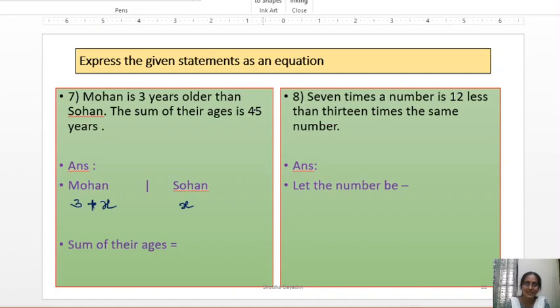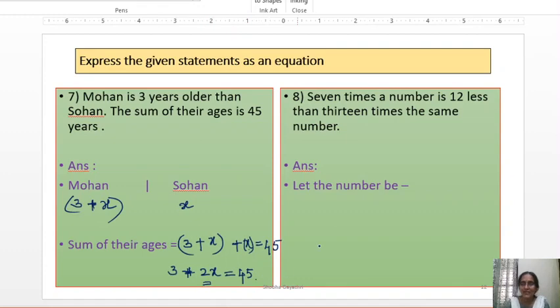Now the sum of their ages is 45 years. It's a very easy sum. Now you have the ages of two persons, Mohan and Sohan. How to find the sum? Just add up: x plus the other, equals 45. Sohan's age plus Mohan's age, what is the sum? It is 45. These two are like terms. You can add up and write, you have learned in 6th standard to add like terms, 3 plus 2x equals 45.